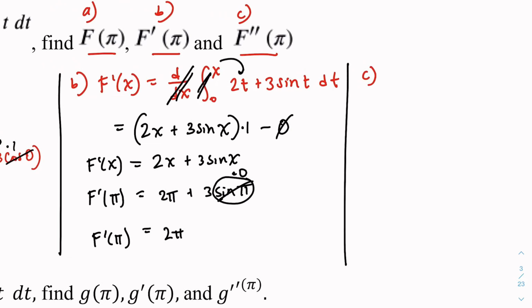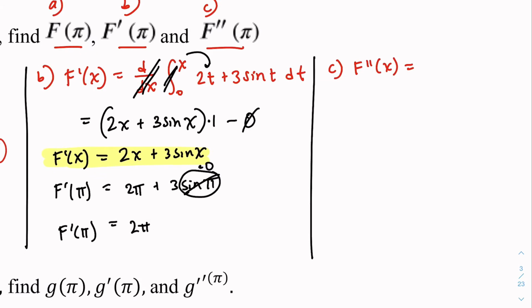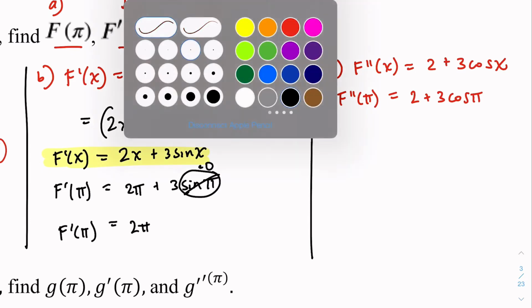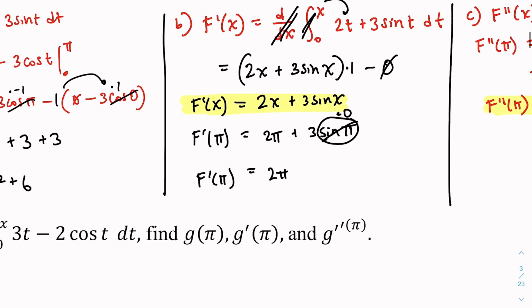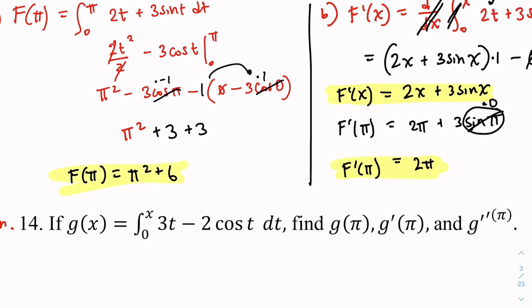So what should we find first? First, find f double prime of x. So from part B, from this step, I know that f prime of x is 2x plus 3 sine x. The second derivative becomes 2 plus 3 cosine x. Well, now we'll plug in pi. I know that cosine of pi is -1, which is -1, and that's f double prime of pi. Really easy problems here when you get to use FTC2.